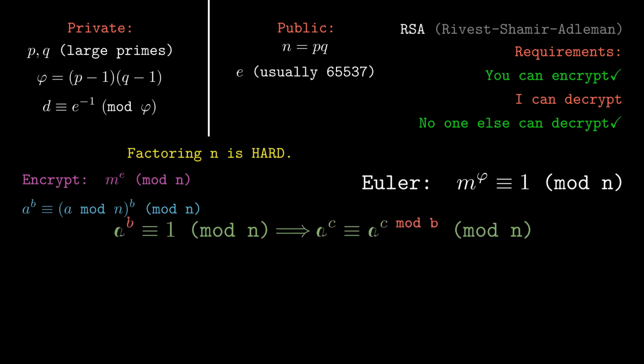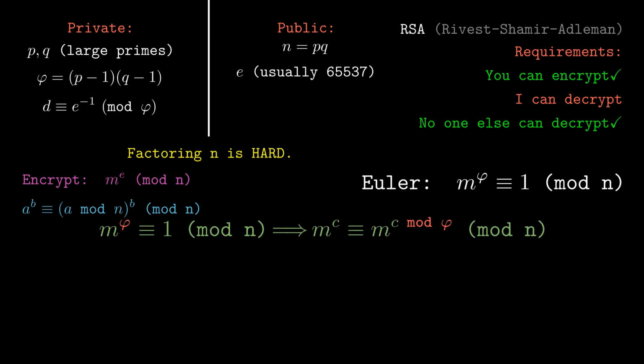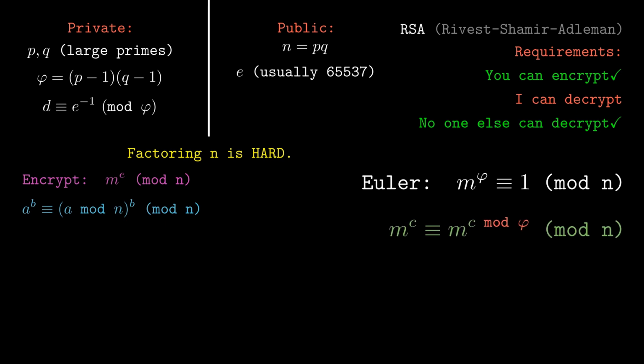We can apply that trick in our case to get n to the c is congruent to n to the c mod phi mod n for any integer c. Following this logic, what if I take the encrypted message m to the e mod n and raise it to the power of d mod n? Again, this is possible because computers are good at exponentiation. By the first trick, m to the e mod n to the d is congruent to m to the e to the d mod n.